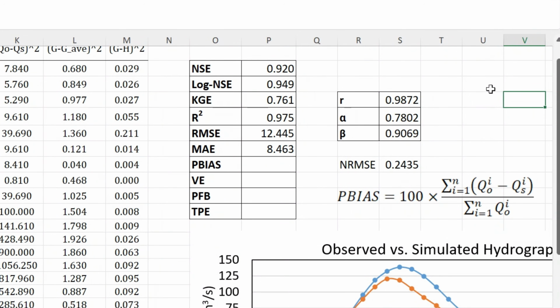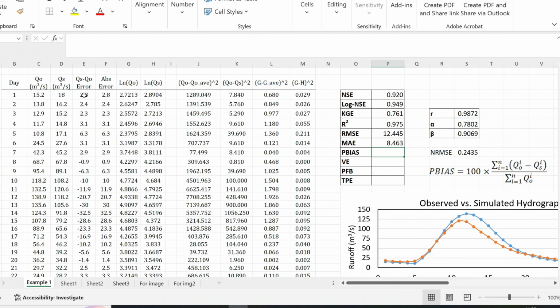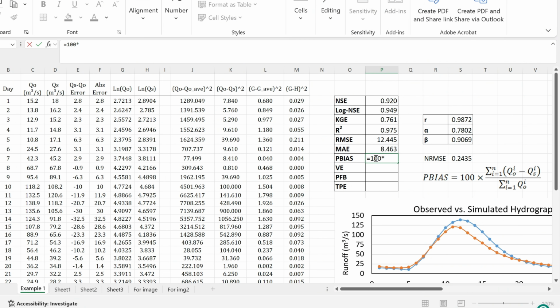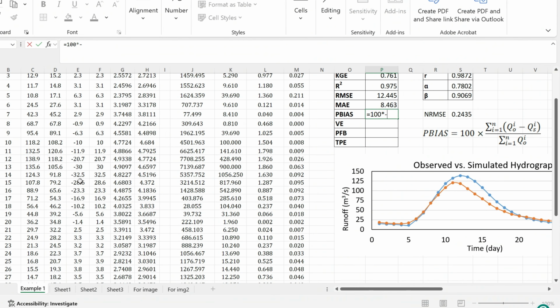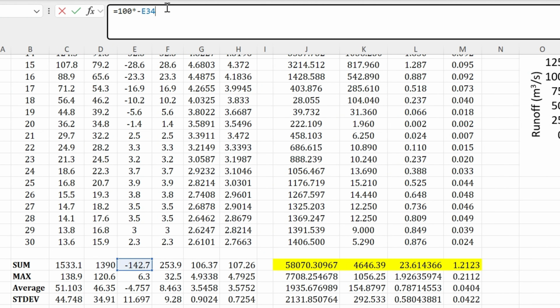Then we move to PBIAS. Here we just need to be careful about the definitions. Basically it is the summation of errors divided by the summation of observed, but we noted that the error has been calculated as observed minus simulated. So this is basically the opposite sign of what we have in column E. That's why when I start the calculation here, I need to multiply by a negative sign the summation of the errors that I've got here. And then I divide it by the summation of observed values.